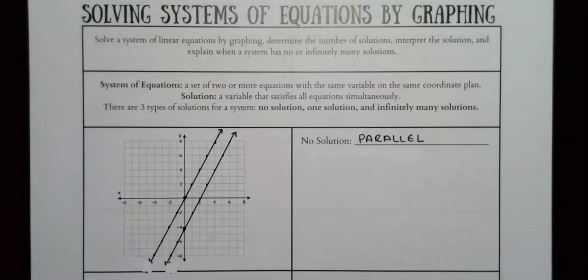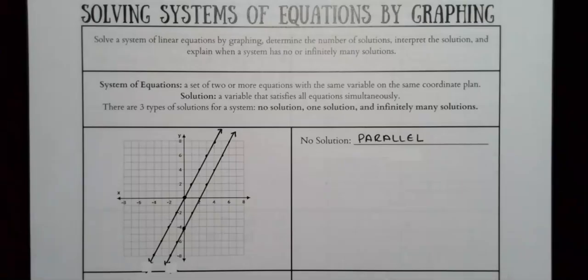When we're dealing with two different lines on our graph, there are only three possible solutions that can happen. You can have no solution, which means they have no points in common, therefore they're parallel lines. You can have one solution, which means that they intersect at one specific point, the point that they have in common. And the last one is infinitely many solutions, where it ends up being the same line and they share all of the points. They have all of the points in common with each other.